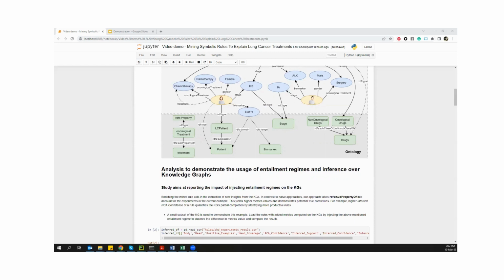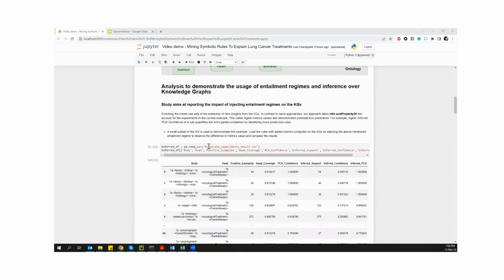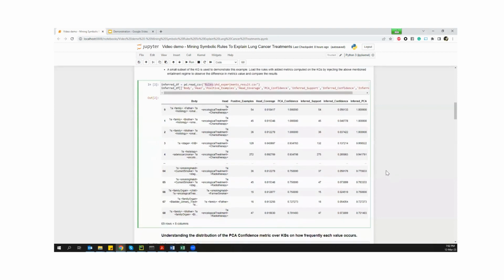Increased inferred PCA confidence of a rule, for example, quantifies the knowledge graph's partial completion by identifying more productive rules. As we can see, we have made the rules available under the rules folder in the GitHub repository.